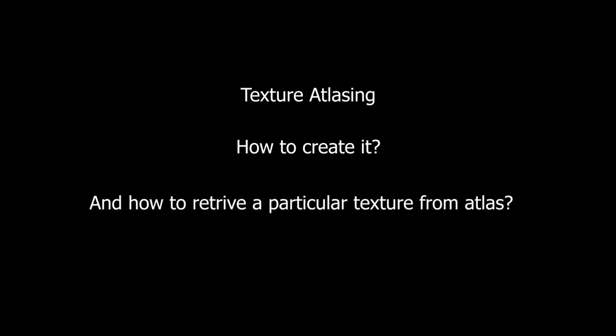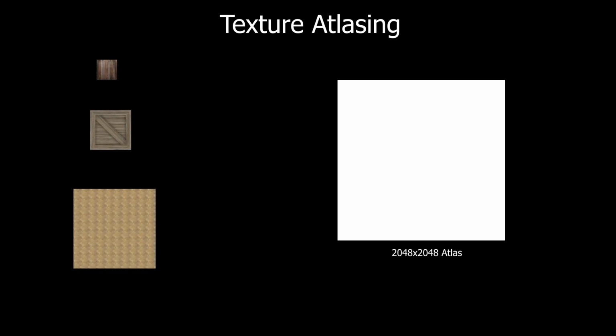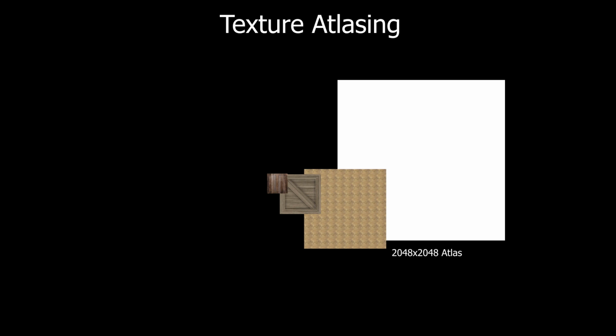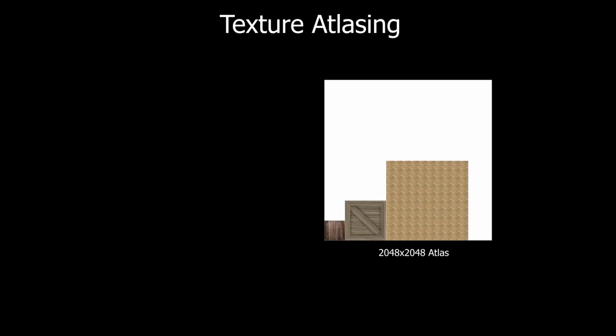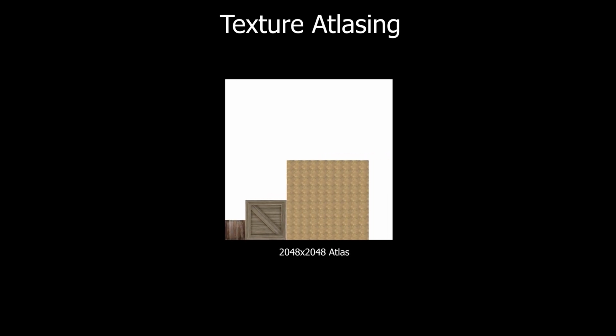texture from Atlas. Texture atlasing is a technique used to reduce the number of texture lookups and draw calls required to render a scene. It involves combining multiple textures in a single larger texture called an atlas, which can be applied to an object in a single draw call.